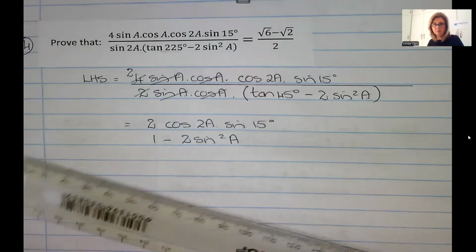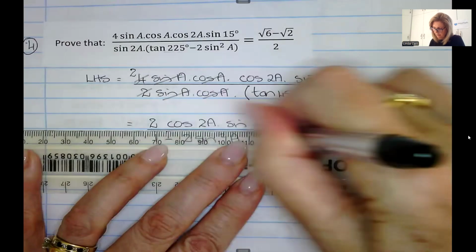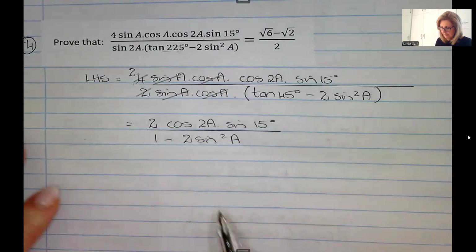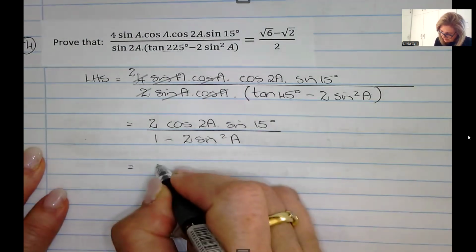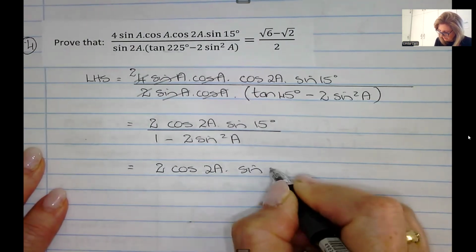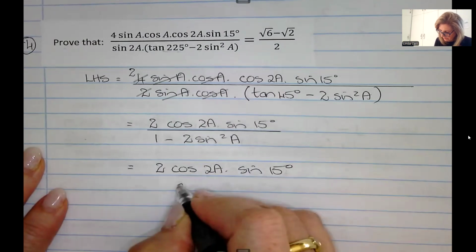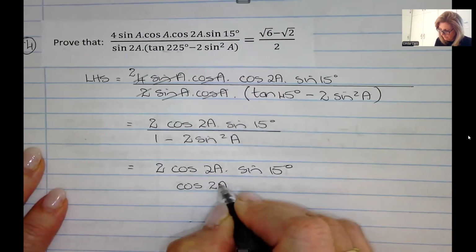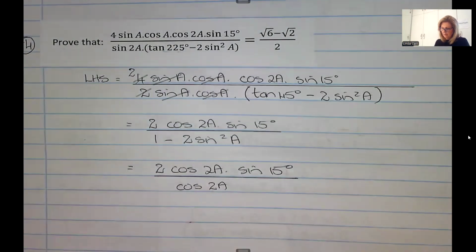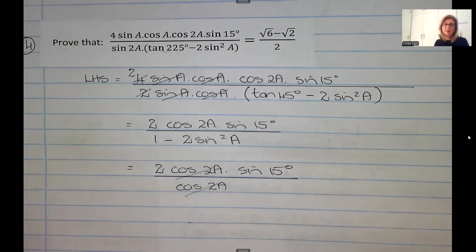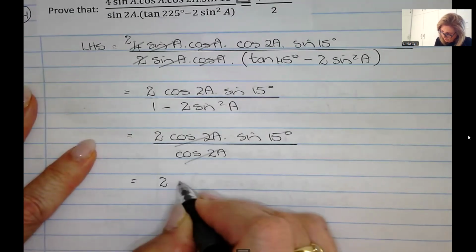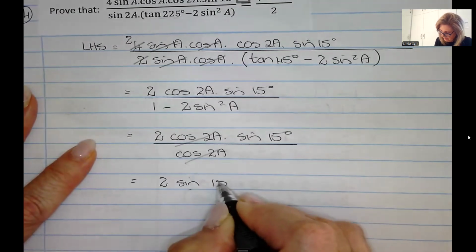And that makes me really happy again because that is a cos double angle identity. So I did the right thing by not messing with that cos 2a. Because at the bottom, it's also cos 2a. So the cos 2a's divide out, and we're left with 2 sine 15.